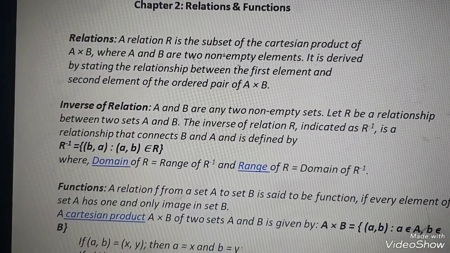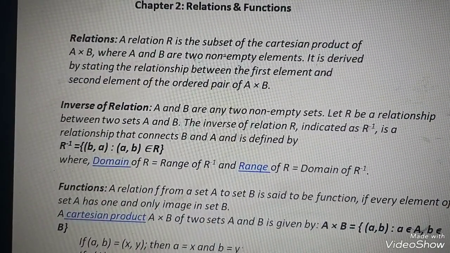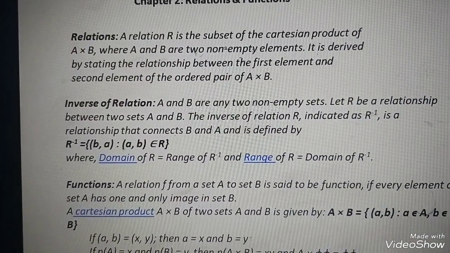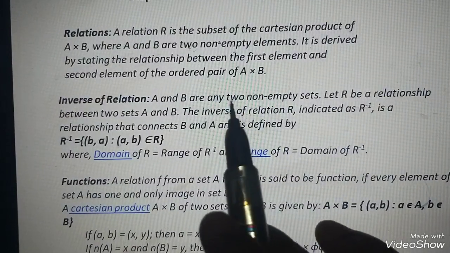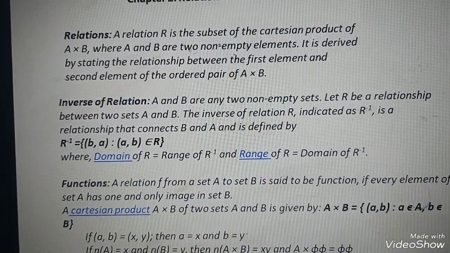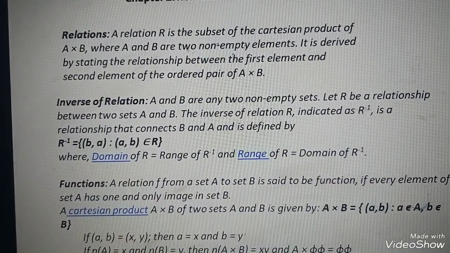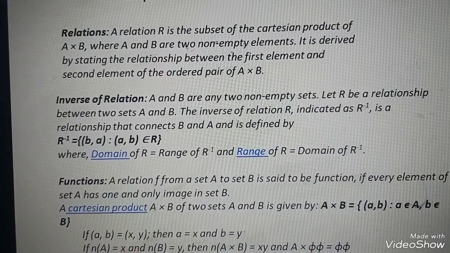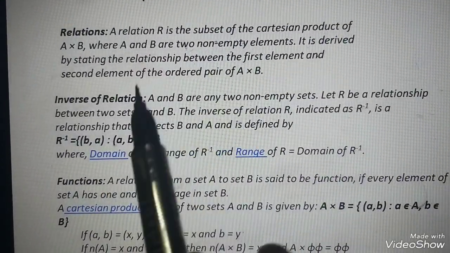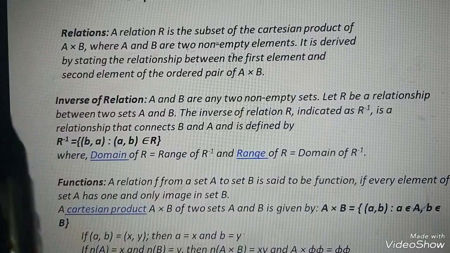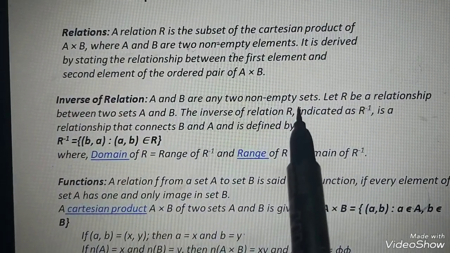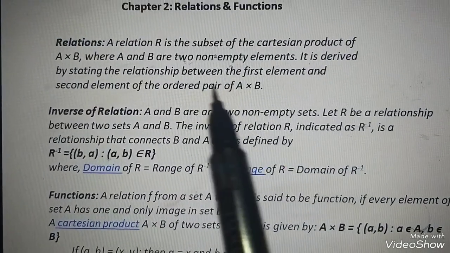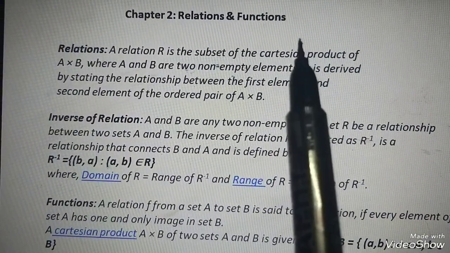Okay, A and B are two non-empty sets, and a relation is derived by stating the relationship between the first element and second element, as an ordered pair of A cross B. Okay, inverse of a relation. If A and B are any two non-empty sets, then this is the chapter of relations and functions.